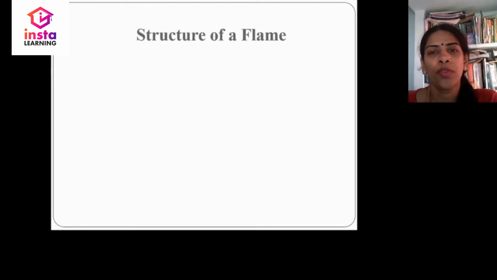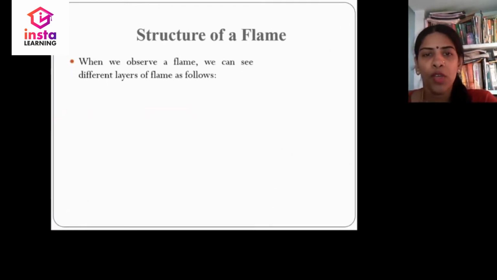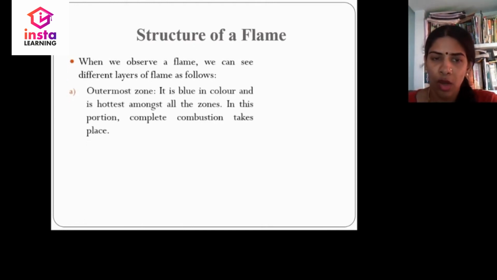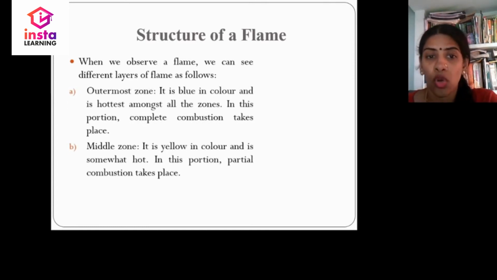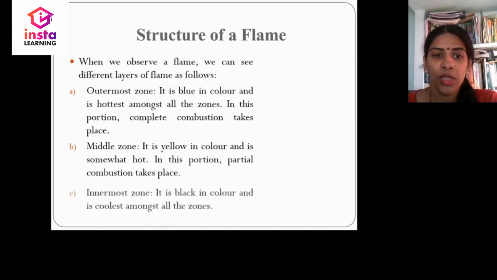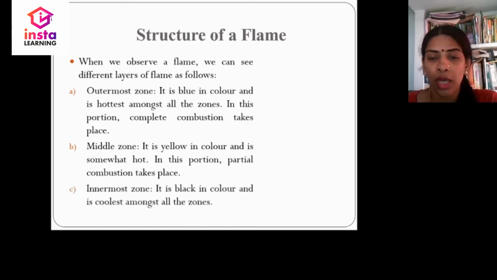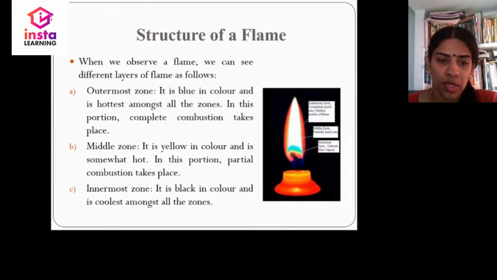What is the structure of a flame? When we observe a flame, we can see different layers of flame. The outermost zone is blue in color and it is the hottest among all the zones. In this zone, complete combustion takes place. The middle zone is yellow in color and is somewhat hotter. In this portion, partial combustion takes place.